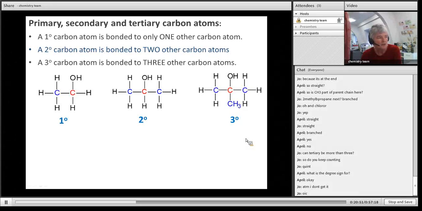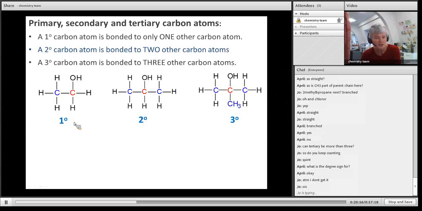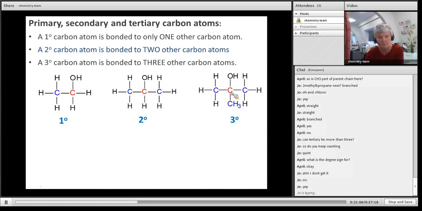Okay, so Joe, do you get that now in terms of the primary, secondary, and tertiary? So you look for the carbon that's attached to the functional group, and you count how many carbons are around that particular carbon. So this is now the nitrogen. You're expected to recognize primary and secondary nitrogen compounds.